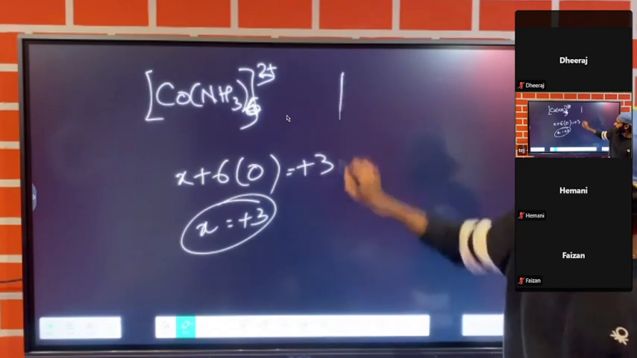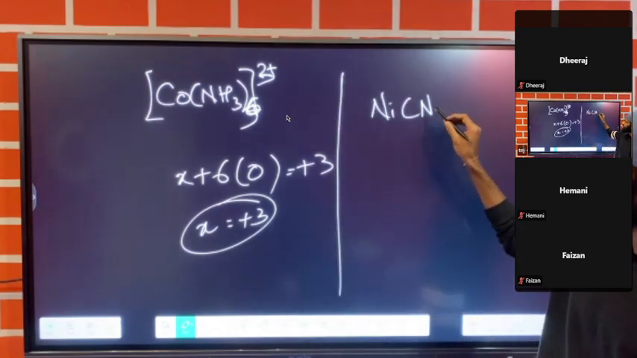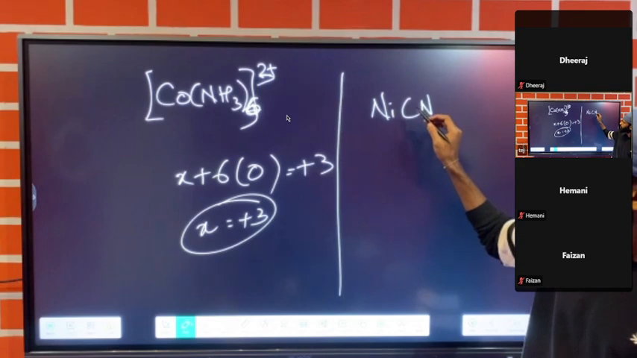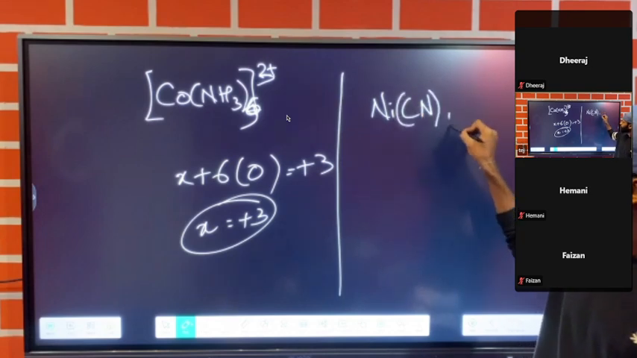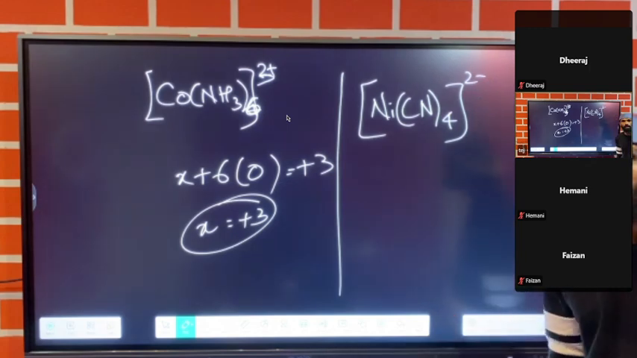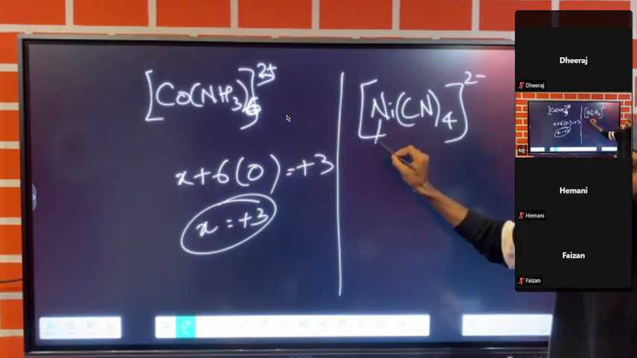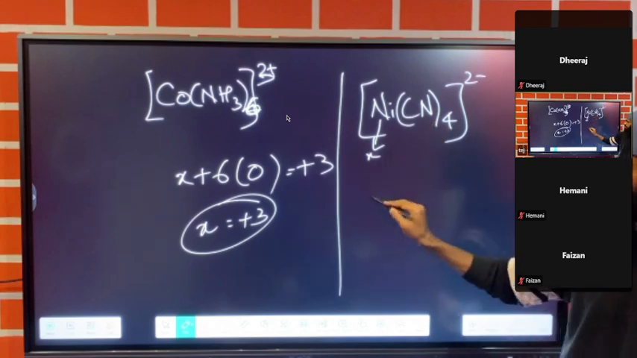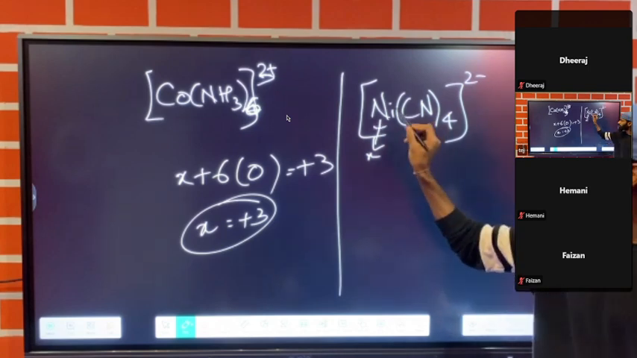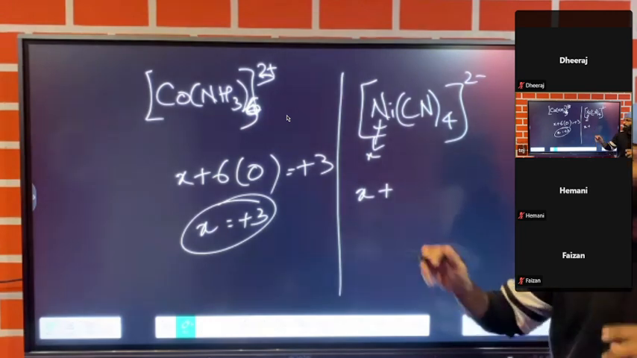We'll do one more. We'll do NiCN4 2 minus. Okay. Now, simple. I'm supposed to find for nickel. Okay. X. How many in number? One in number. Only one nickel is there. So put X plus, combining with, 4.